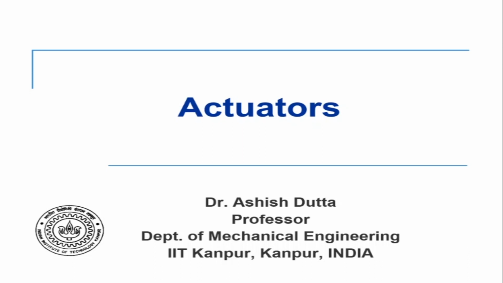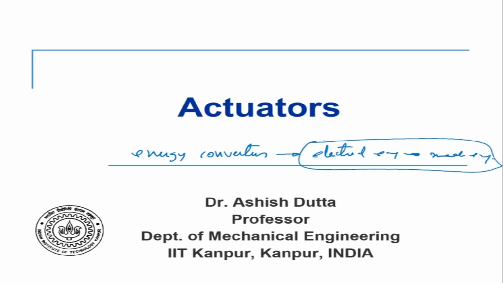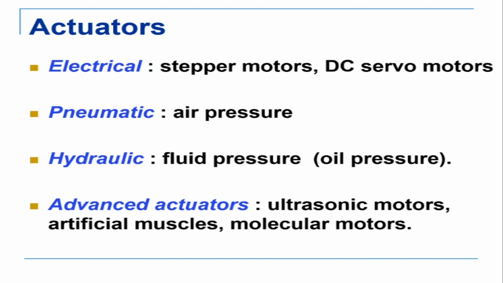Now actuators, as we say, are energy converters. So they convert normally electrical energy to mechanical energy. Now here let's just look at this and then come back again. So here it basically says that actuators can be of different types. You can have electrical actuators which are converting electrical to mechanical. You can have pneumatic actuators which are converting pneumatic, that means air pressure, to mechanical motion.